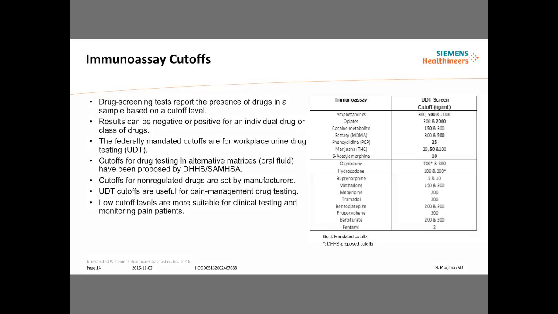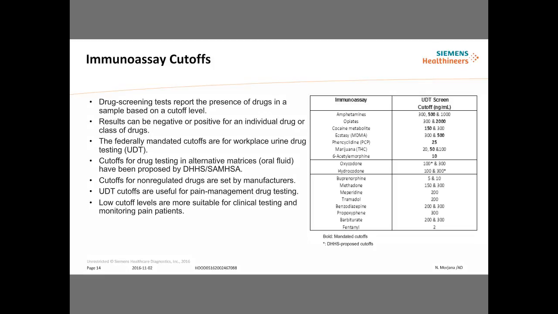Immunoassay cutoffs. On the right here is a list of immunoassays for drugs available in the market. The first seven are for workplace drug testing. They offer urine drug testing with at least one cutoff, some of them two, some of them three cutoffs. The ones in bold are the SAMHSA mandated cutoffs for workplace drug testing. Amphetamine, for example, has three cutoffs available in the market, 300, 500, and 1,000. The 500 is the mandated cutoff.